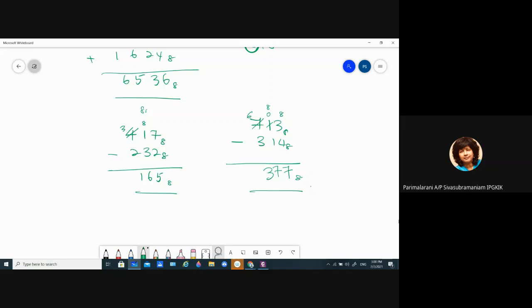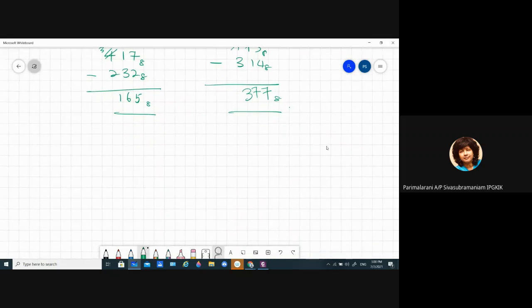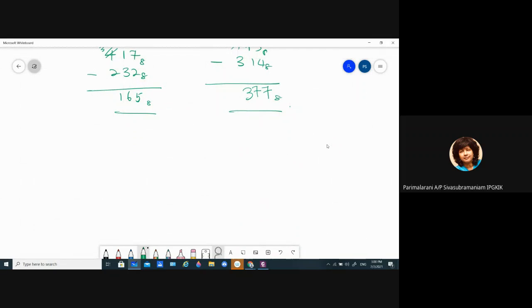So the procedure of addition and subtraction is the same for all numbers. The procedure is the same. Only we have to know when we should regroup. So let's try this.